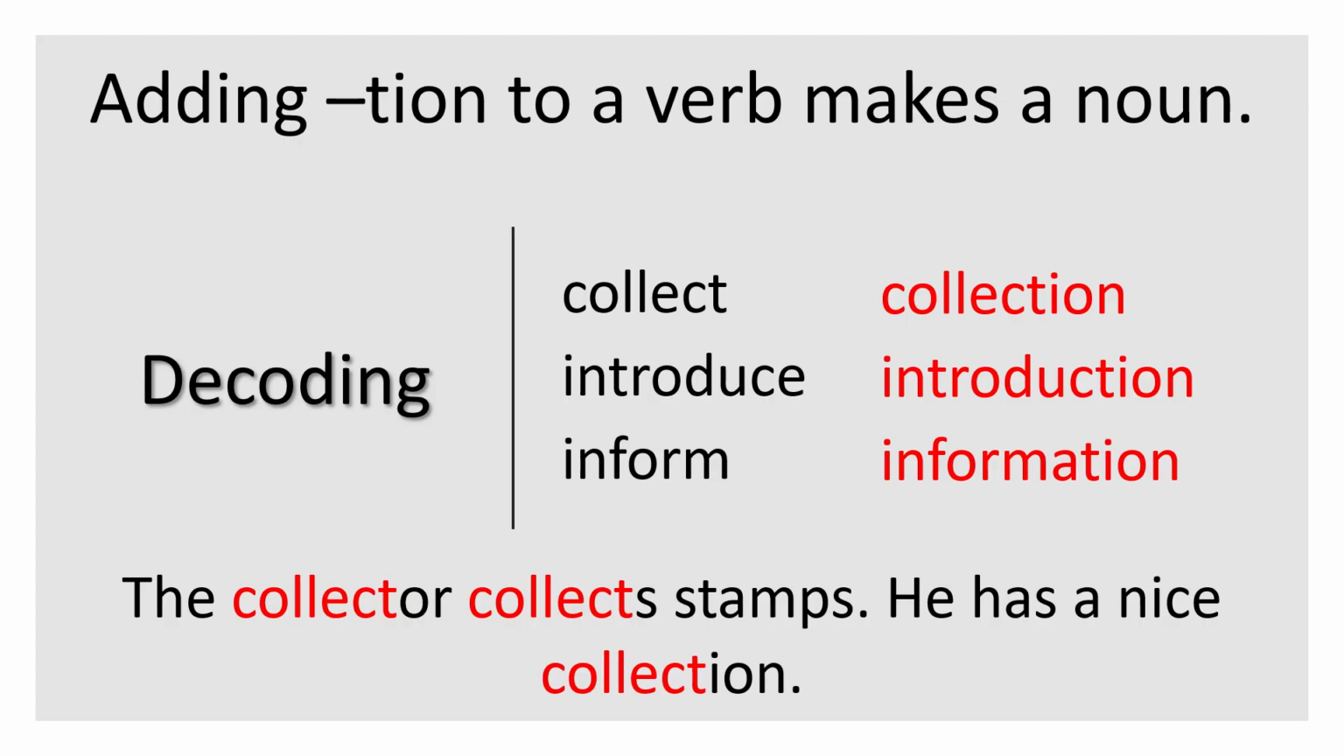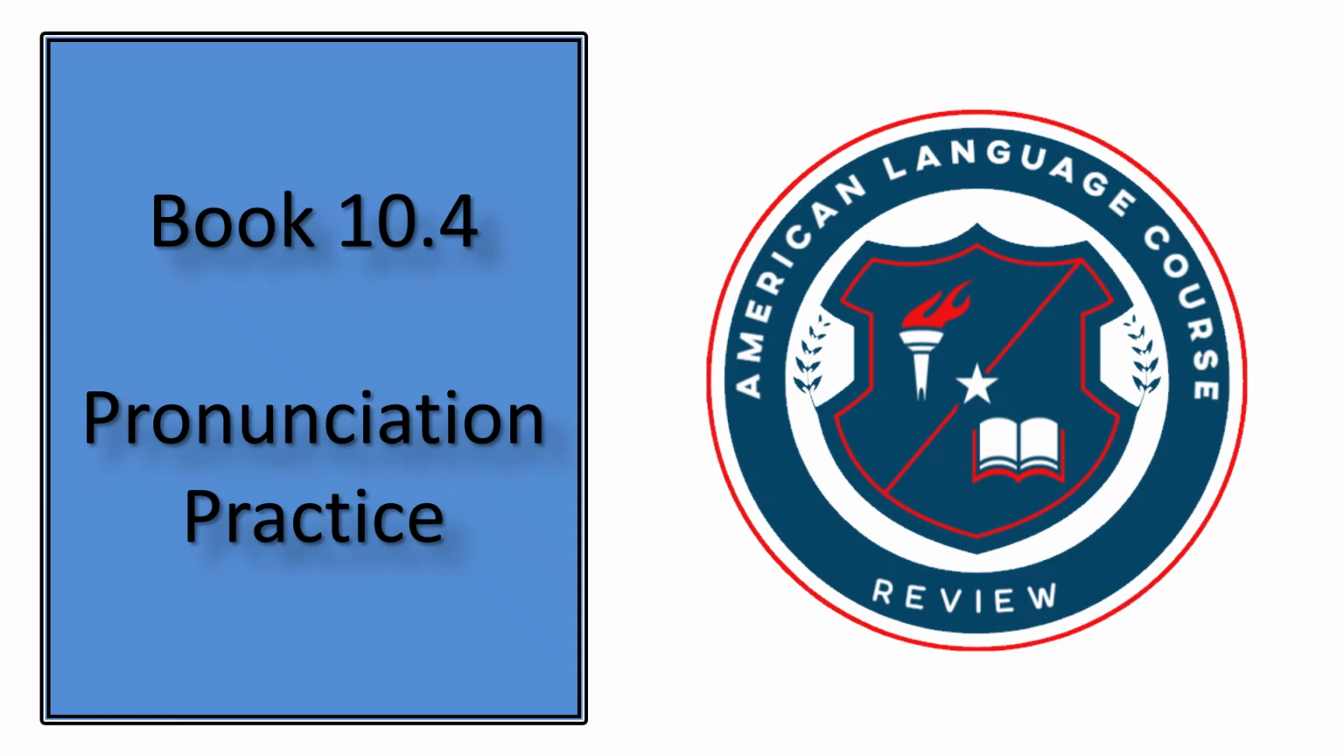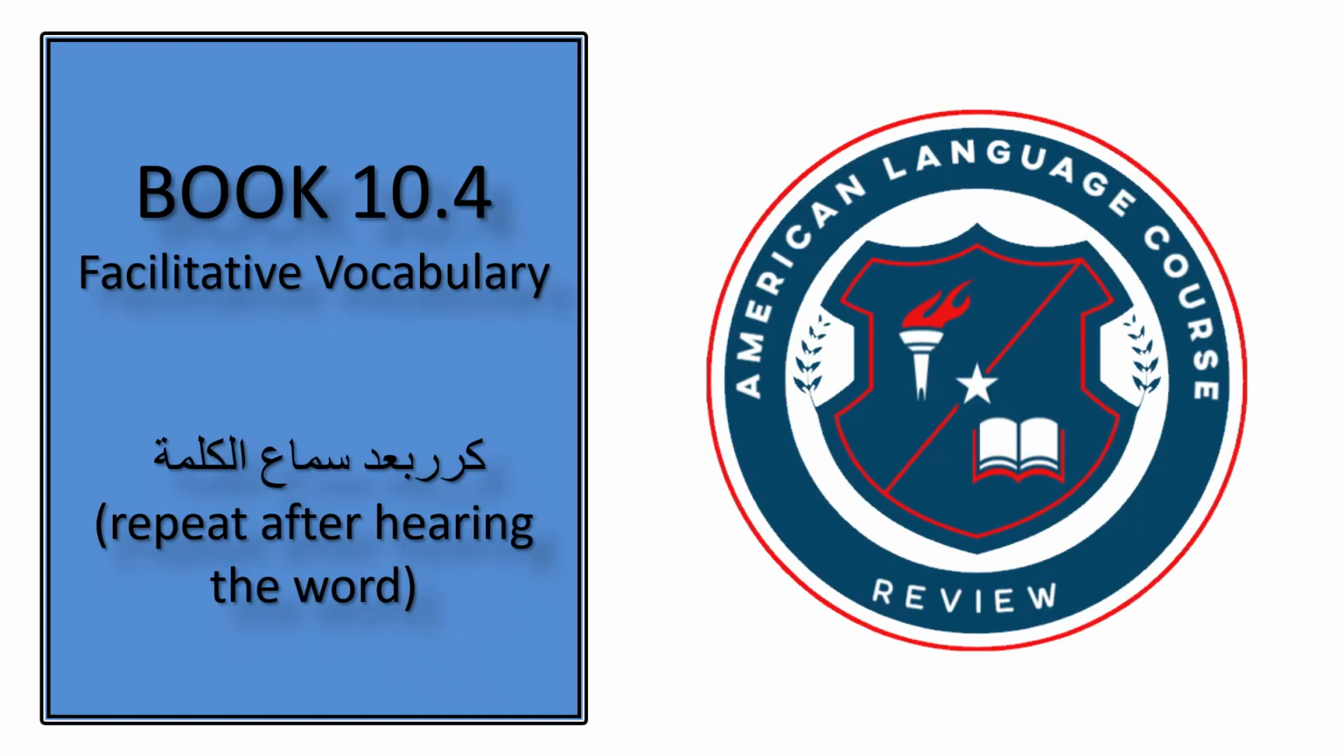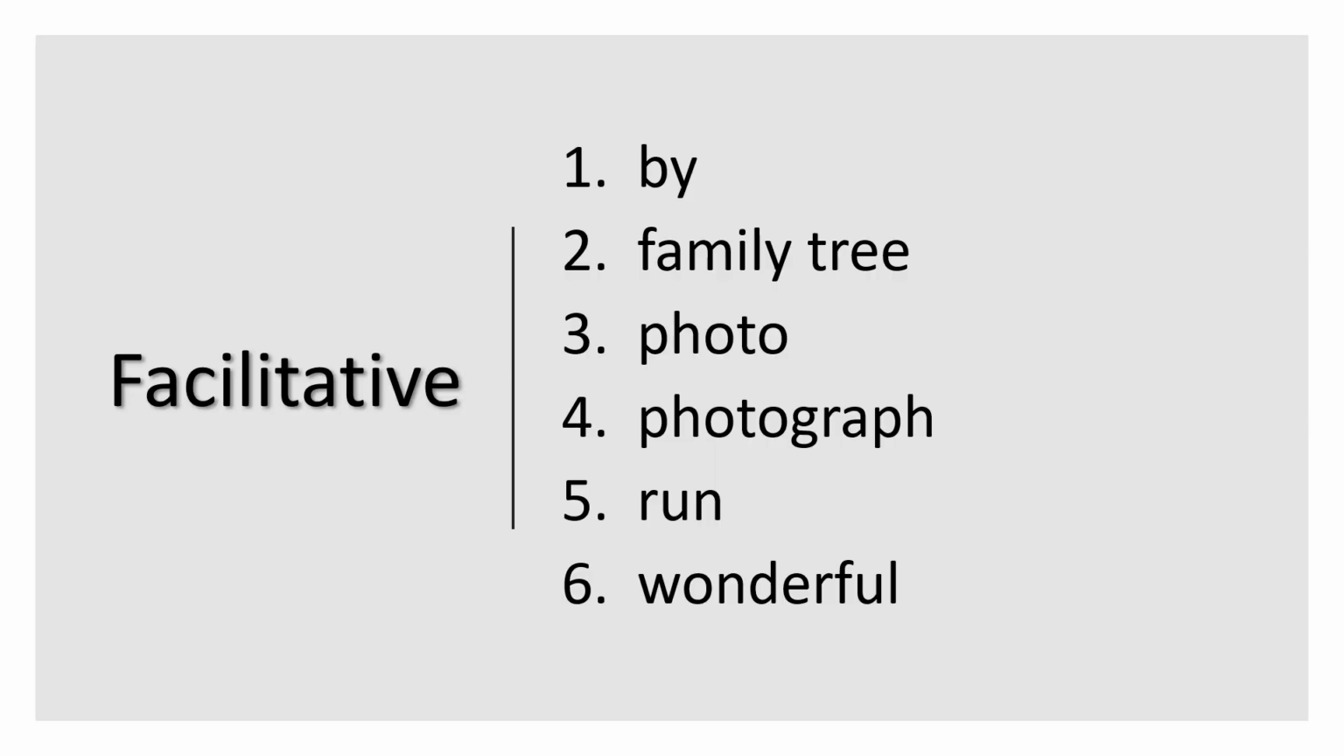Adding tion to a verb makes a noun. Book 10, Lesson 4. Pronunciation Practice. Explanation. February. Book 10, Lesson 4. Facilitated Vocabulary. Repeat after hearing the word. Number 1. Buy. Family tree. Photo. Photograph. Run. Wonderful.